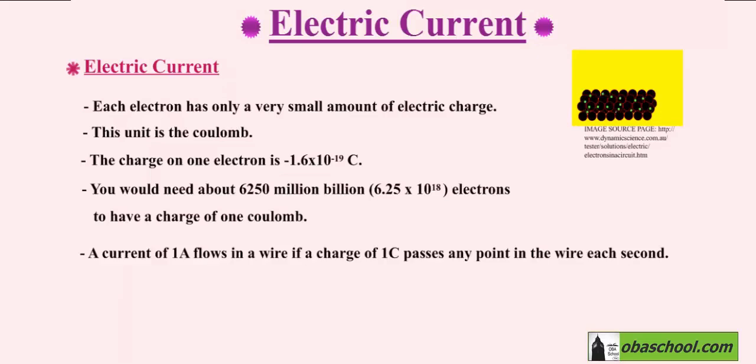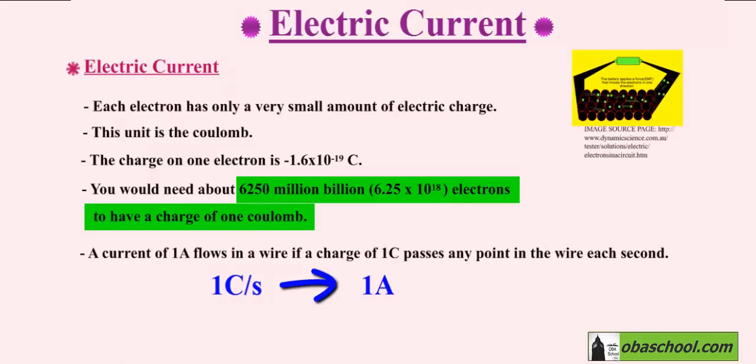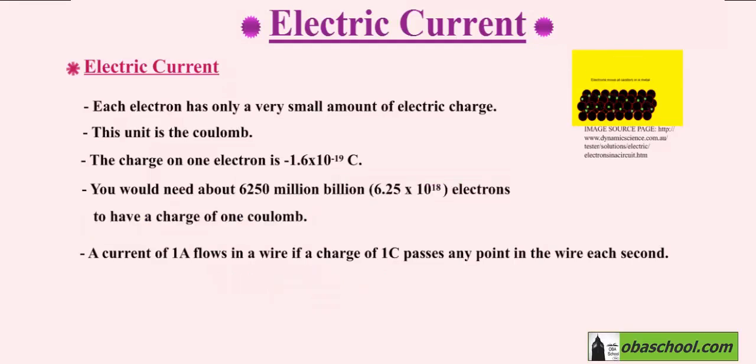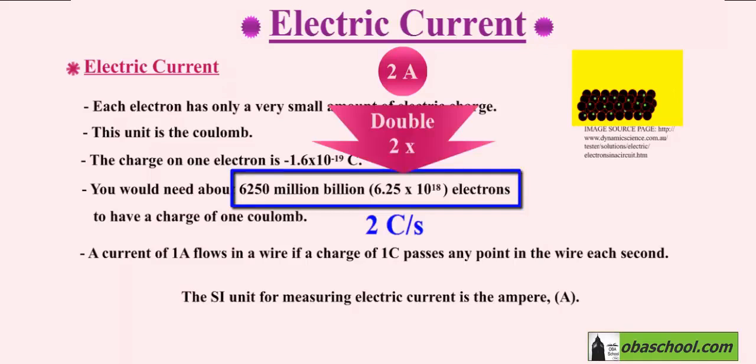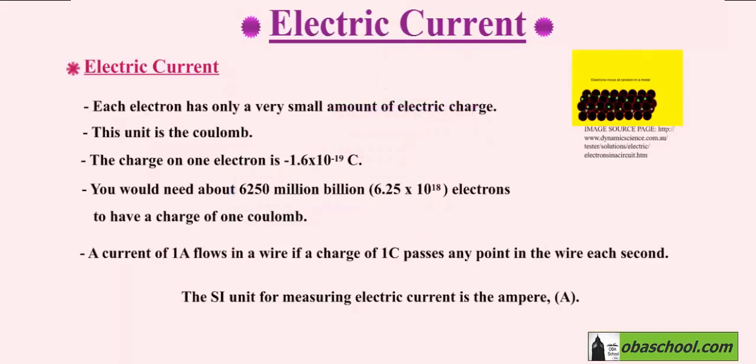A current of 1 ampere flows in a wire if a charge of 1 coulomb passes any point in the wire each second. So 1 coulomb per second, for 1 ampere, is 6.25 times 10 to the power 18 electrons. The SI unit for measuring electric current is ampere, A. So if we say that we have 2 amperes, we need double that amount, which is 2 coulomb per second, and double the amount of electrons.